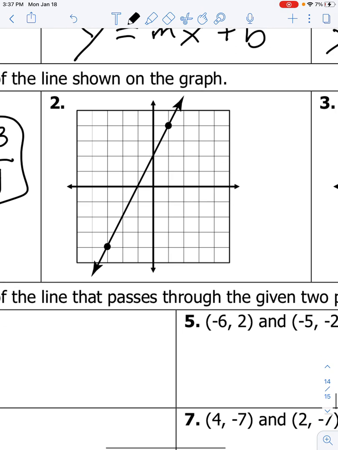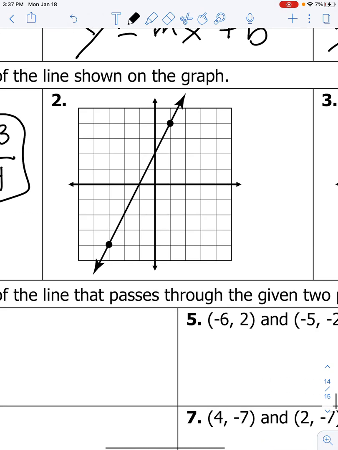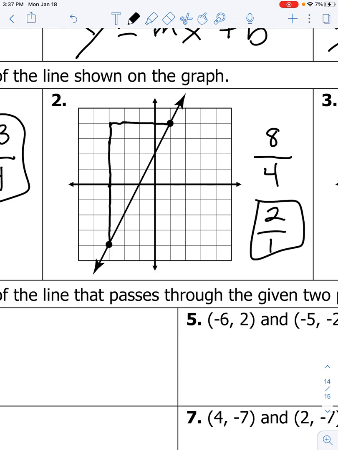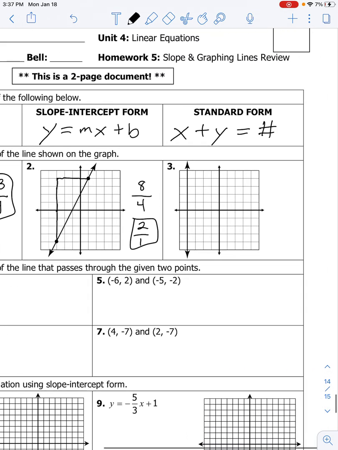Number 2, again, left dot to right dot. So I'm going to draw my little fraction line. I need to go up 1, 2, 3, 4, 5, 6, 7, and 8. So 8 goes on the top. I need to go to the right 1, 2, 3, 4. So up 8, right 4, that reduces to 2 over 1, or just 2. So that's my slope. Remember, you have to reduce all fractions, all right?